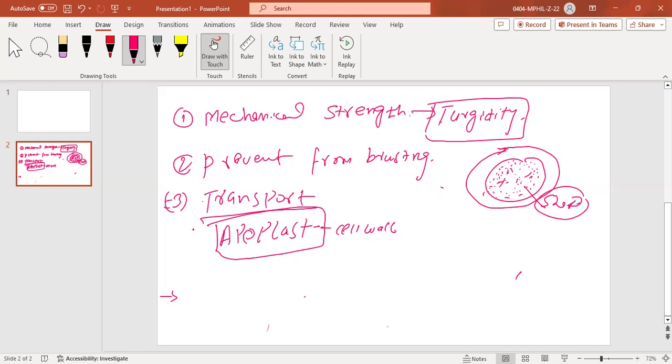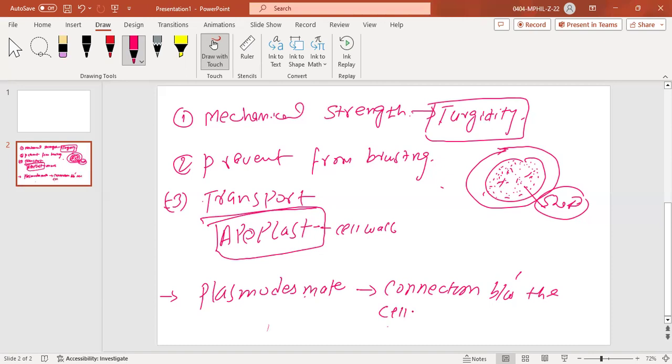And another thing, plasmodesmata. What is this? Plasmodesmata is actually a connection between the cell walls of the neighboring cells.